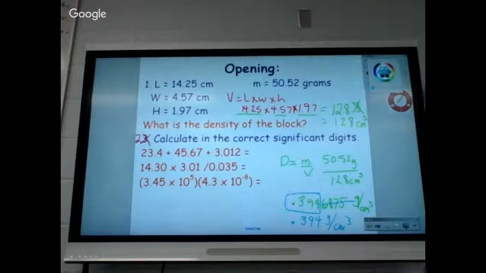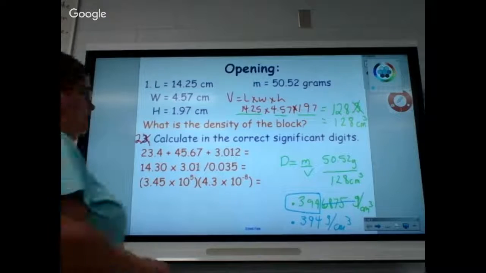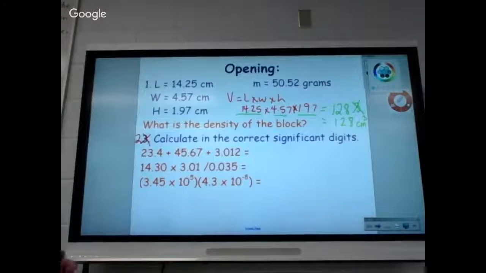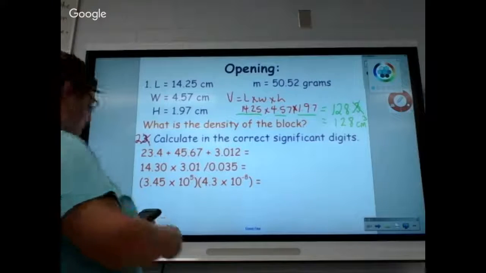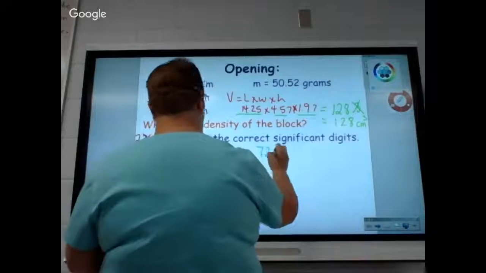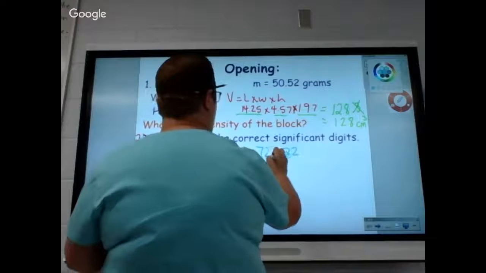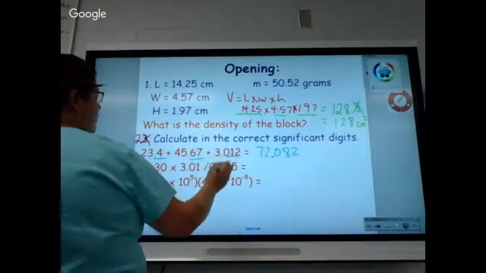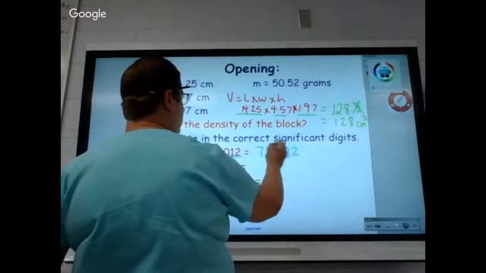All right. Number 2. Can I erase? All right, so number 2. We're adding. What rule do I use for adding? All right, so 23.4 plus 45.67 plus 3.012. I get 72.082. Did I add that right? Yes. All right, so how many places behind the decimal? Here and here. How many do I want there?